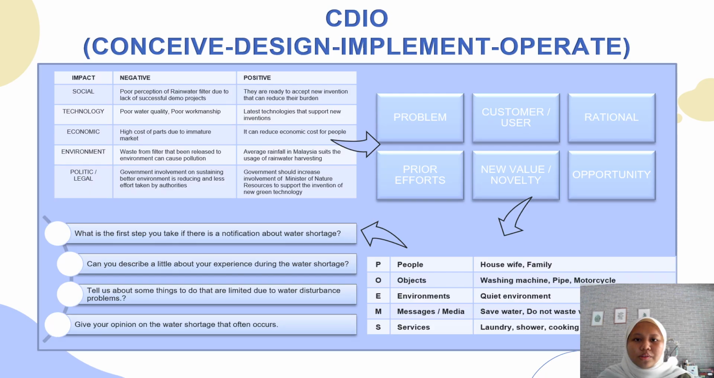And next we go to this slide. This is CDIO: conceive, design, implement, and operate. We apply this CDIO in our project to make it successful. First we have impact, in negative and positive ways. Then we have project intern, then a questionnaire, and last one is poems from the user.